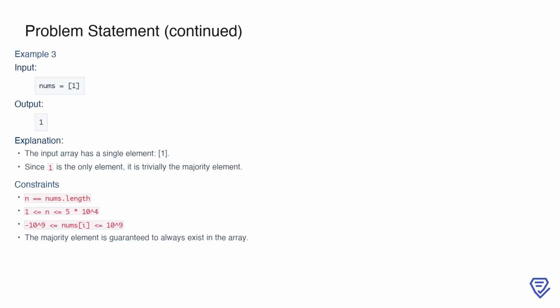Let's consider another example. If the input array is 1, it contains just one element. Since 1 is the only element in the array, it is trivially the majority element.